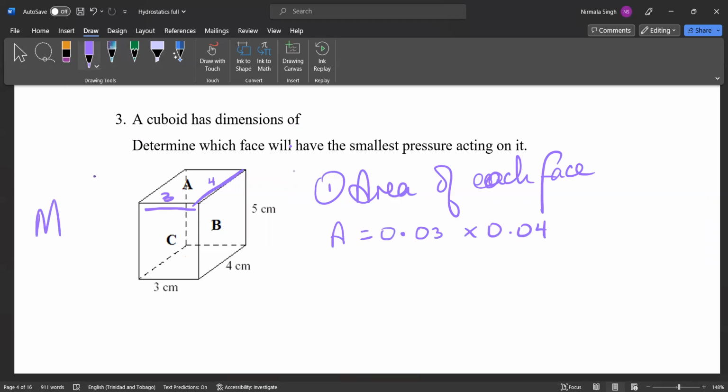Remember, you have to use meters, so you have to convert your centimeters. So you find the area of A. Then you're going to find the area of B. Anybody want to tell me what the sides for B are? What by what? 0.04 multiplied by 0.05. Very good. So you all will work that out. And C.